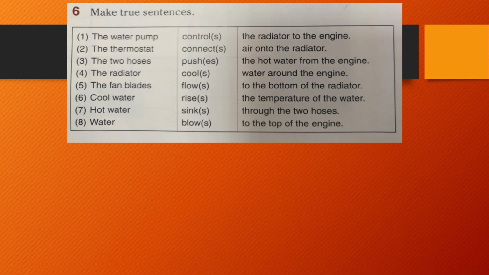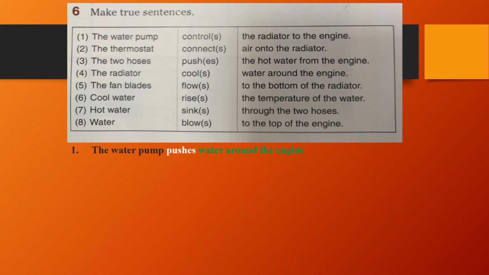Okay, now we need to make sentences using the 3 columns. We have 8 words or phrases on the left, 8 verbs in the middle, and 8 phrases on the right. I'll give you 5 minutes. Try to read these sentences or phrases and make sentences, then come back to check the answers. Please pause the video for 5 minutes. Okay, now let's check the answers.